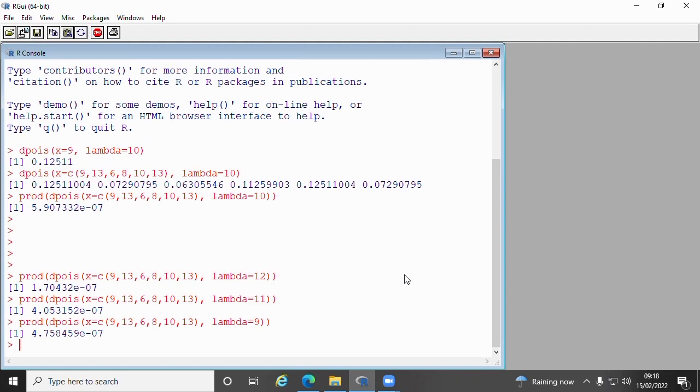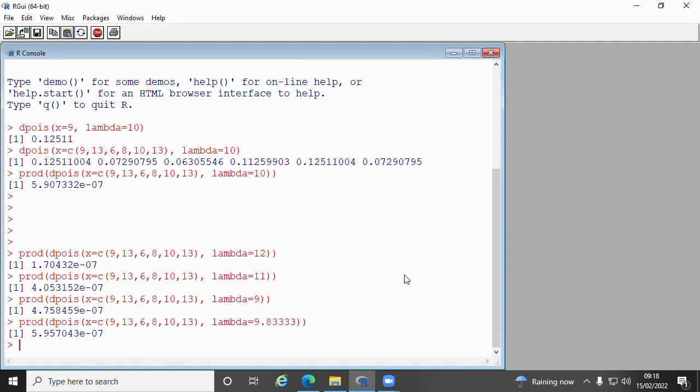In fact, if you input 9.8333, then this number will become the largest. Now, how can we get this number? Then you will learn the details later.